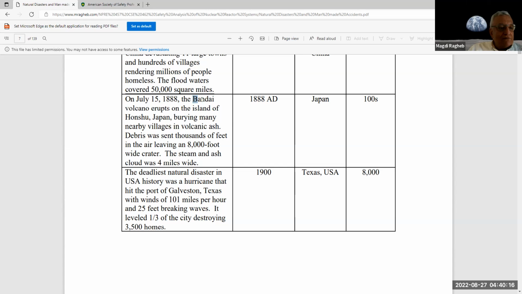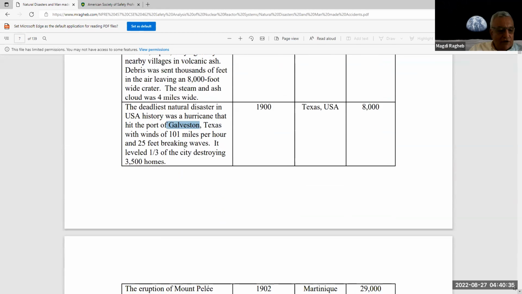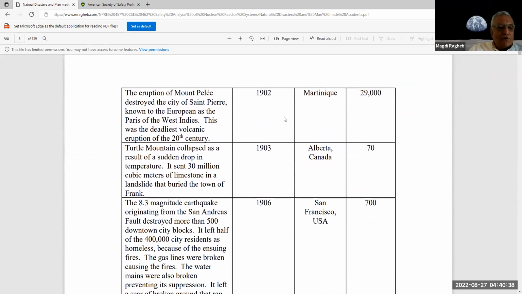In Japan, another volcano erupted in 1888. Hundreds of people died, but we don't know exactly how many. The deadliest natural disaster for us in the United States was a hurricane that hit the city of Galveston in Texas. It killed 8,000 people and basically leveled the city to the ground. More recently, in 1902, Mount Pelée destroyed the whole city of Saint-Pierre. It was considered the Paris of the West Indies and caused the death of 20,000 people on the island of Martinique. This is a French island.